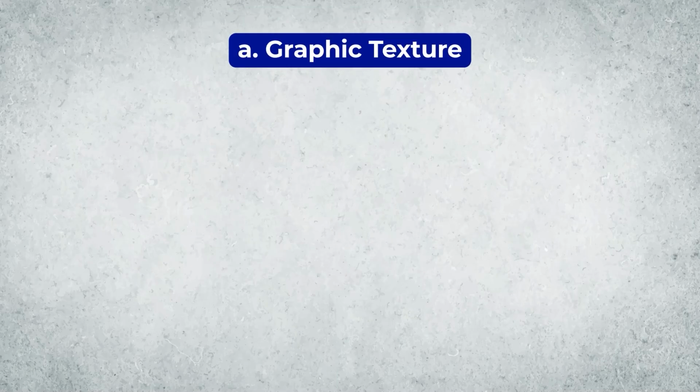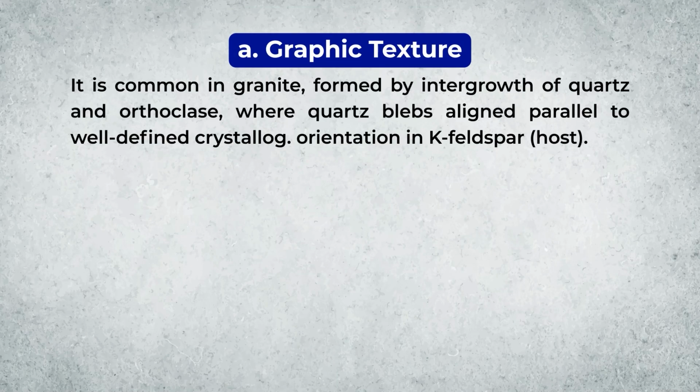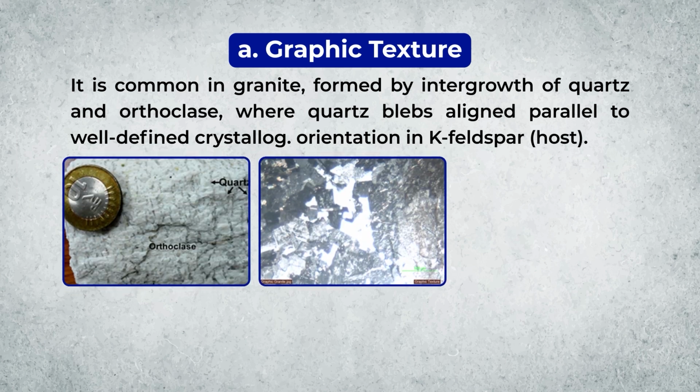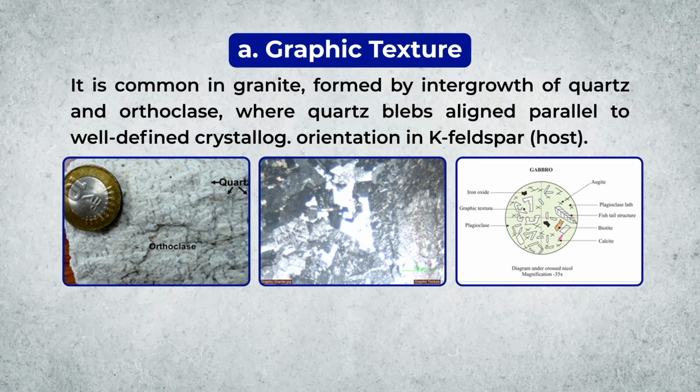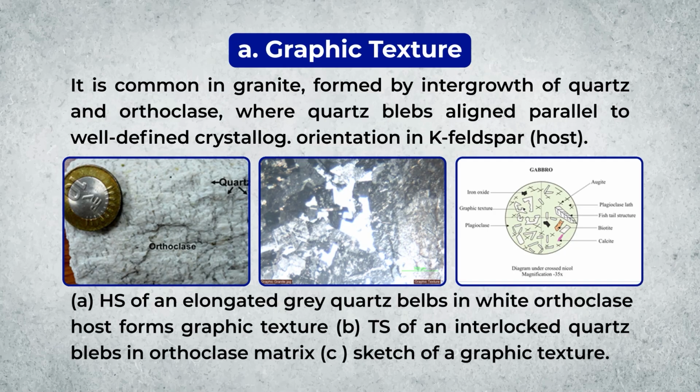Now graphic texture is shown here, which is formed by eutectic crystallization of two mineral components. It is a common texture found in granite formed by intergrowth of quartz and orthoclase, where quartz blades align parallel to well-defined crystallographic orientation of K feldspar. K feldspar is a host, whereas the other mineral, quartz, is present in the form of blebs. On my left hand side, A has elongated grey quartz blebs in white orthoclase host forming graphic texture.